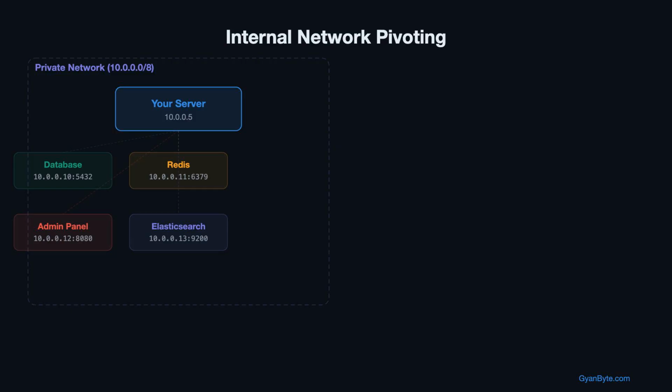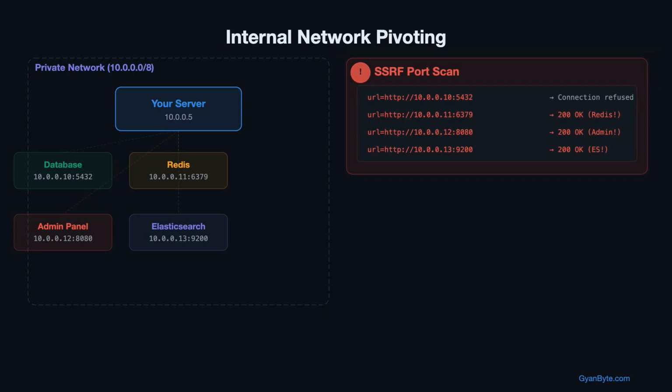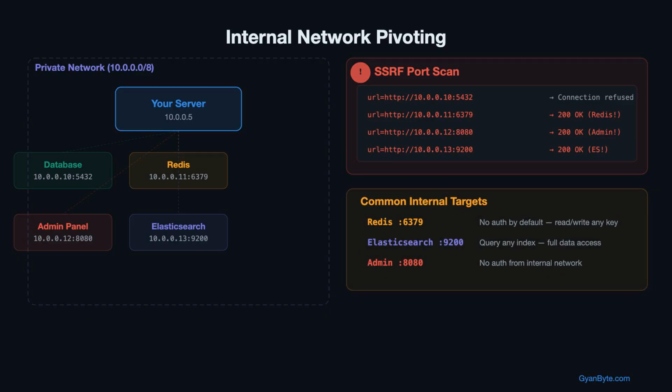Cloud metadata isn't the only target. SSRF lets attackers pivot through your entire internal network. Your server sits inside a private network. It can reach databases, admin panels, internal APIs, monitoring dashboards, services that are never exposed to the internet. The attacker uses SSRF to scan your internal network. They try 10.0.0.1, 10.0.0.2, and so on. Different ports. HTTP responses tell them what's running. They are mapping your infrastructure from the outside through your server.